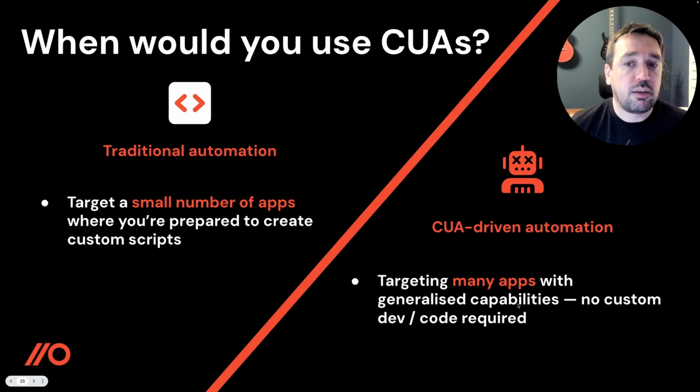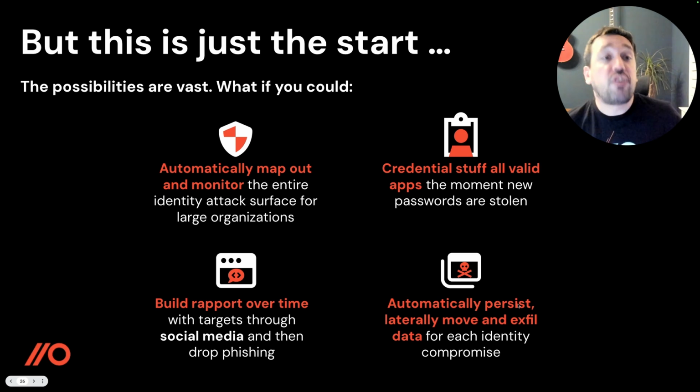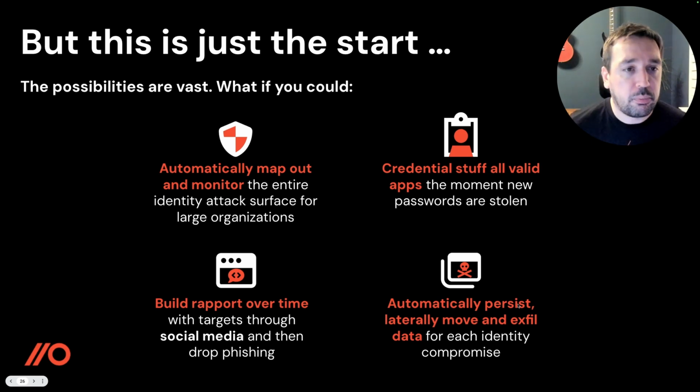That's where you would use these, and that's where I think we're going to see the next generation of script kiddies using these things in future to automate identity attacks. This is just a start. Just think about the possibilities here and what I've shown you. You could automatically map out and monitor the entire identity attack surface for a large organization or lots of large organizations. Monitor it over time. Just have your agents doing it for you, right?